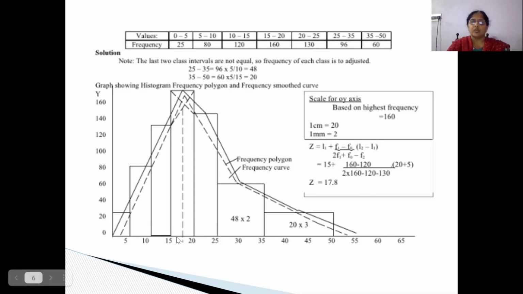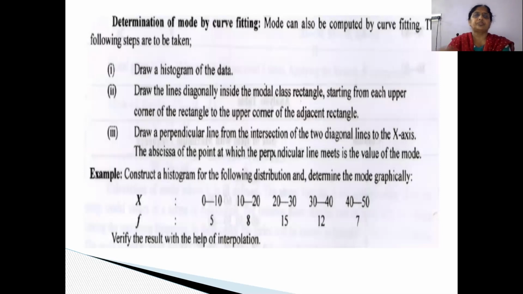So here 17.8 is coming, here it comes, see, 17.5 is exactly the middle, 7.8. So this is the modal value. This is the mode value, this one. So the modal value is 17.8. This is the graphical location of the mode, as well as the frequency graph, as well as the frequency polygon. This is the location of the mode.